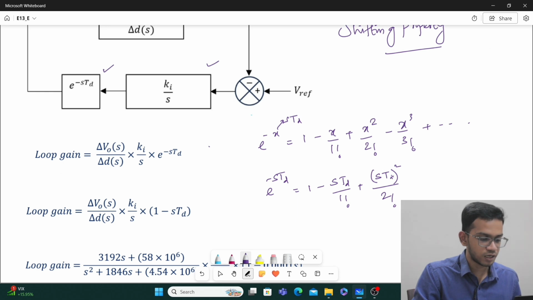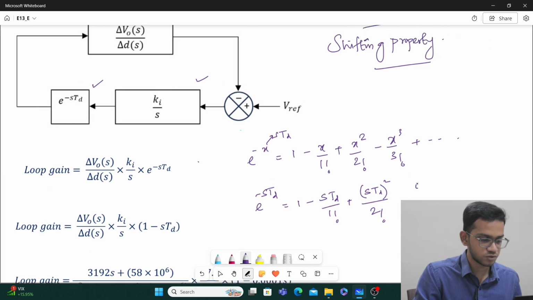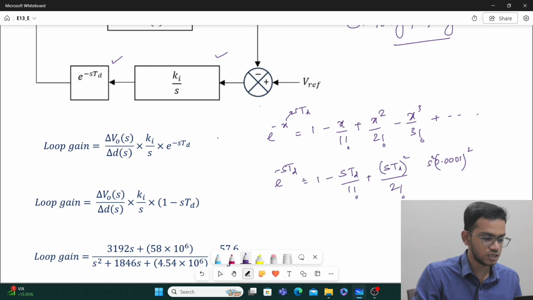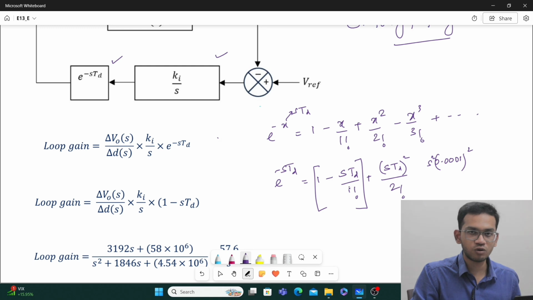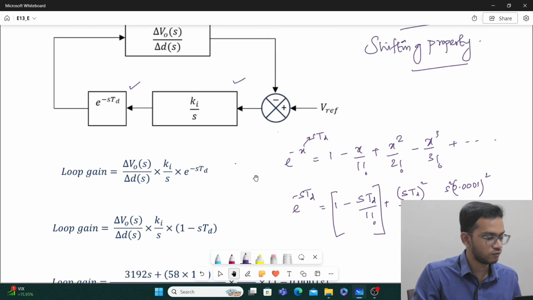So when I put 100 microseconds here, my TD is now 0.0001. Maybe 3 zeros, the whole square. This will be my TD now, S into TD. So S square into TD square will be this much. This is an infinitesimally small number, so you can neglect all the higher order terms. Therefore, your e power minus sTD will be simply equal to only these first two terms. 1 divided by 1 factorial is nothing but 1. That is the reason why we are writing e power minus sTD as something like this.